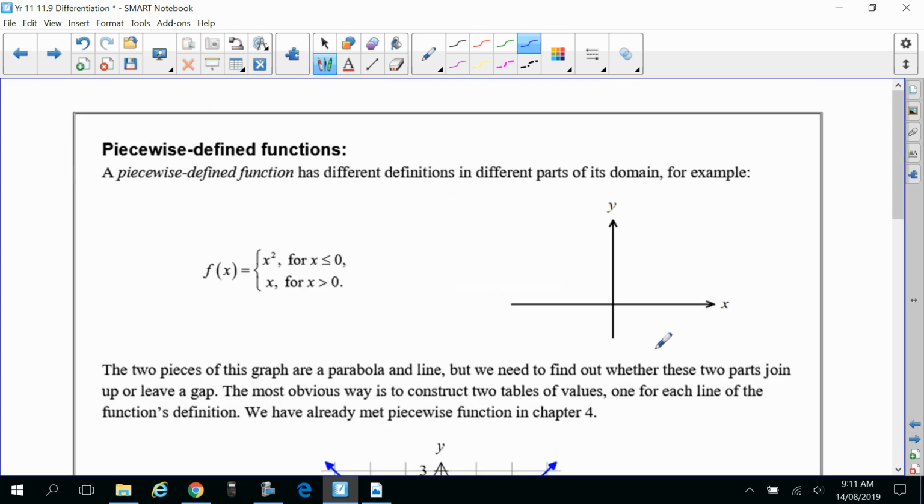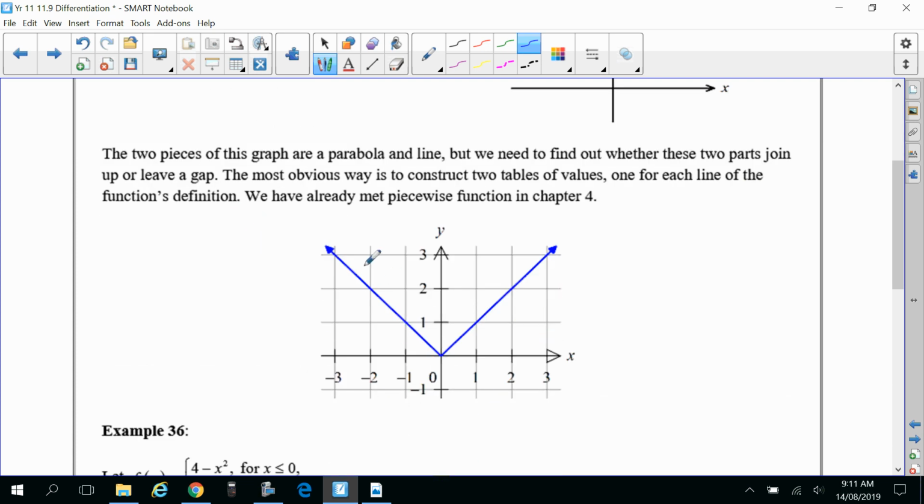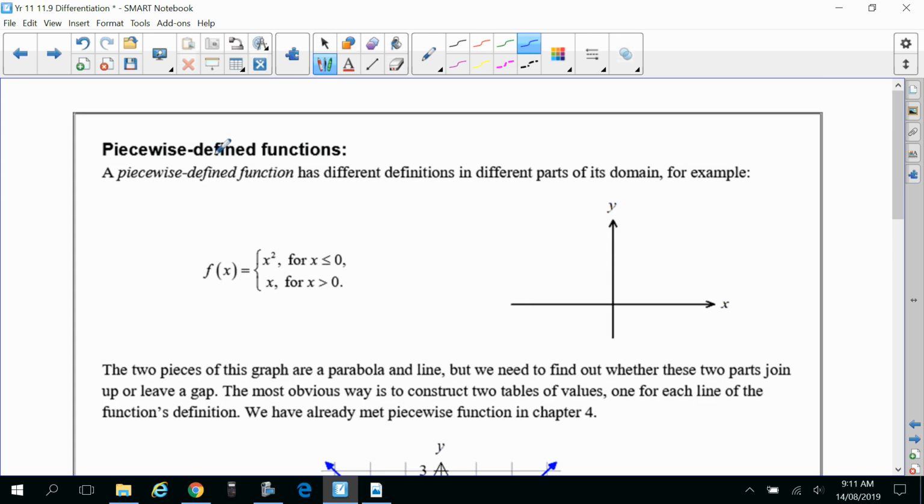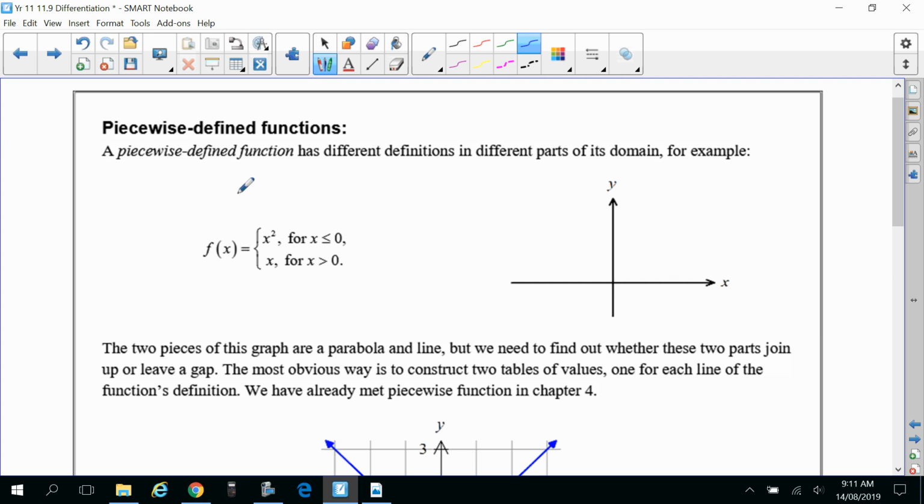Okay, now we're going to look at piecewise defined functions. You probably have seen that before with the absolute value, because the absolute value graph is an example of a piecewise defined function. So what does that mean? A piecewise defined function has different definitions in different parts of its domain. For example, let's look at this. So you could join 2 different graphs together. So it can be very flexible.